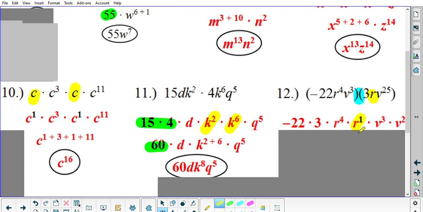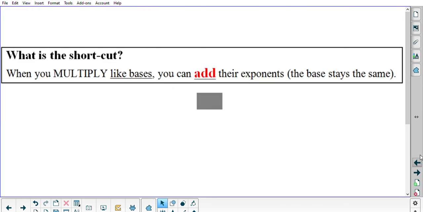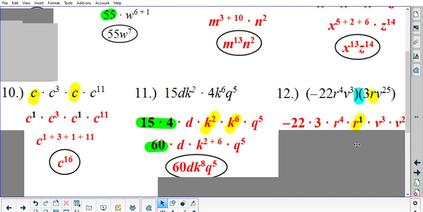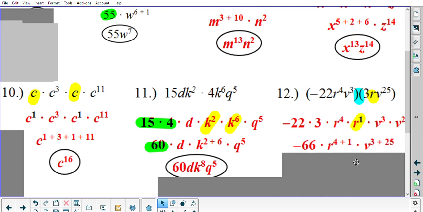And you will need to know that since you have another r here being taken to the 4th power, you can use the shortcut that we have learned earlier about adding exponents when you multiply like bases. So r to the 4th times r to the 1st is r to the 5th. Or sorry, I'm skipping ahead. We can add those exponents. We can also add the exponents for the v's.